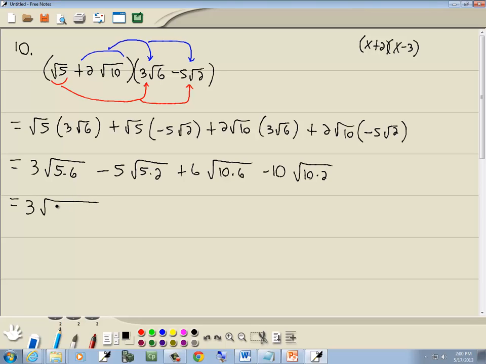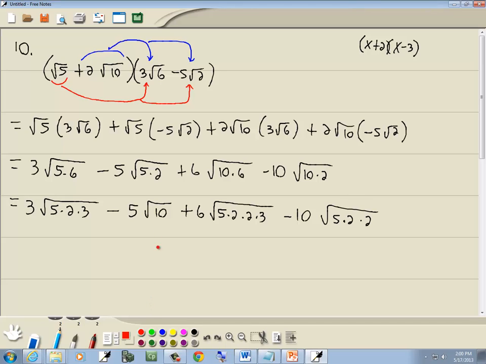Well, let's do the prime factorization, see if anything comes out. 6 is 2 times 3. Now both of these are prime, so I can't bring anything out, so I'll go ahead and just multiply those together. 5 times 2 is 10. Plus 6. 10 is, what's that, 5 times 2? And 6 is 2 times 3. Minus 10. 10 is 5 times 2. And then that 2 just carries down.